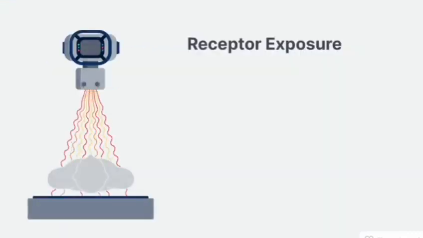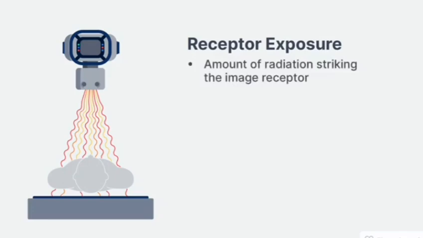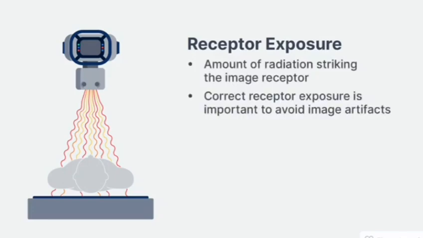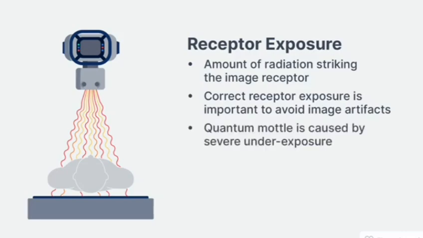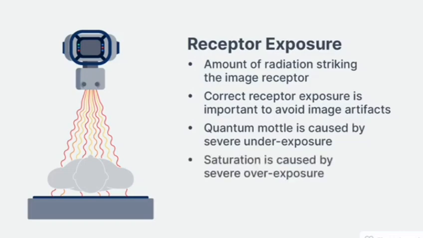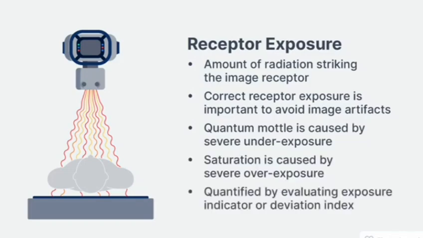So, to summarize everything in this lesson, receptor exposure describes the amount of radiation striking the image receptor. Correct receptor exposure is important to avoid image artifacts like quantum mottle and saturation. Quantum mottle is caused by severe underexposure, and saturation is caused by severe overexposure. Finally, receptor exposure is quantified by evaluating the exposure indicator or deviation index.